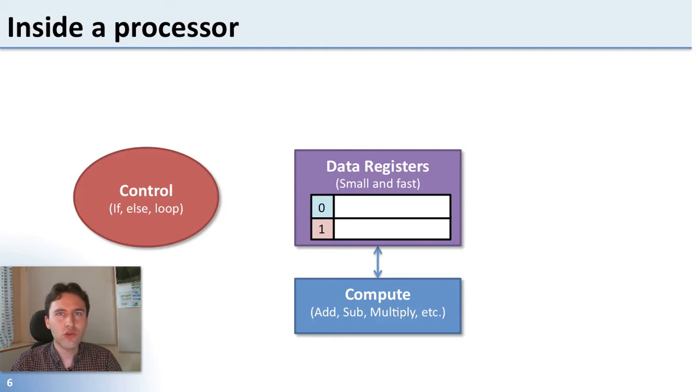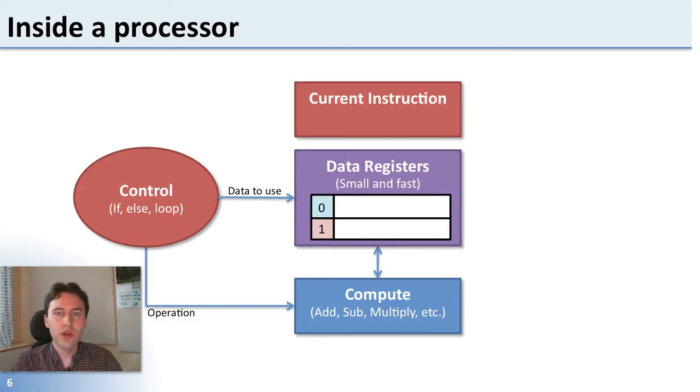In addition, there's control logic in a processor, and the control logic takes care of things like if, then, else, looping, which instructions to execute next. And the control tells the compute which operation to do. Should it do an addition, a subtraction, or multiplication? It also tells the data registers which data should be used for that computation. We also need a current instruction. So this is the instruction that tells everything what to do. And the instruction obviously talks to the control, and then the control tells the compute and the registers what to do based on the instruction.